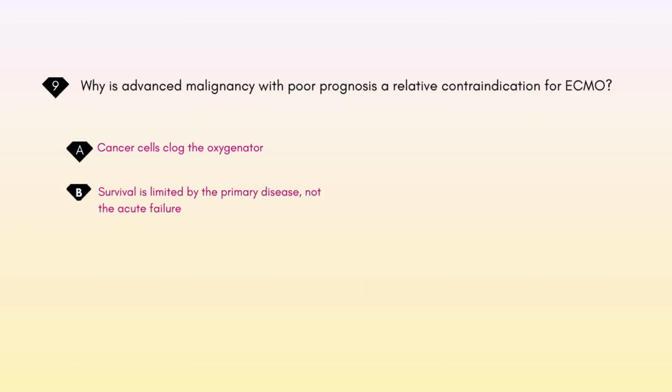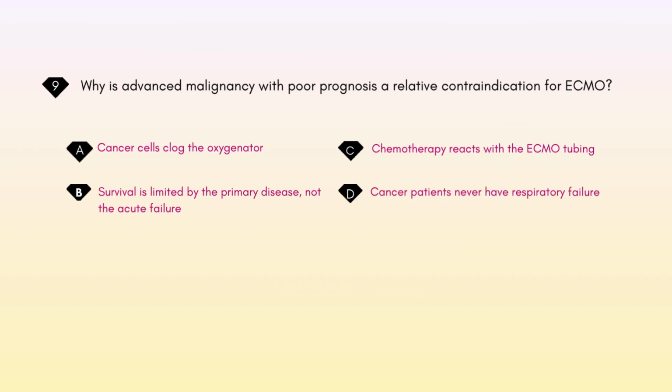Why is advanced malignancy with poor prognosis a relative contraindication for ECMO? A. Cancer cells clog the oxygenator. B. Survival is limited by the primary disease, not the acute failure. C. Chemotherapy reacts with the ECMO tubing. D. Cancer patients never have respiratory failure. Answer: B. Survival is limited by the primary disease, not the acute failure.